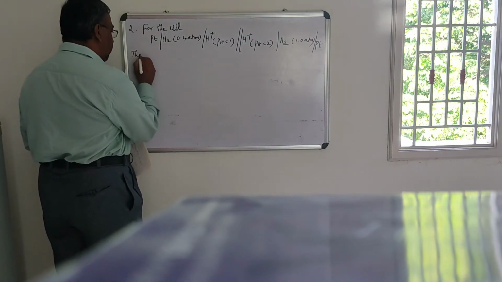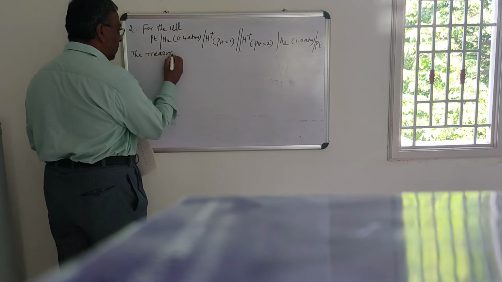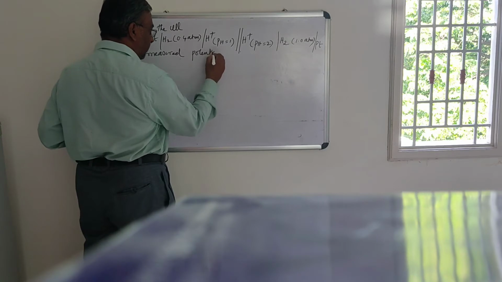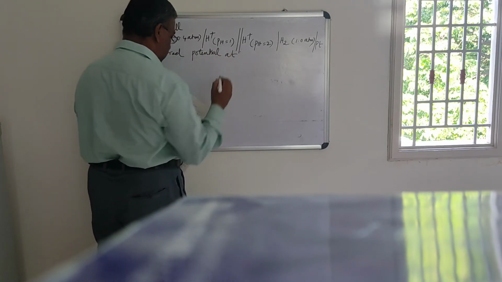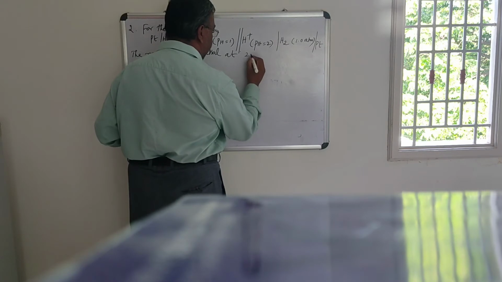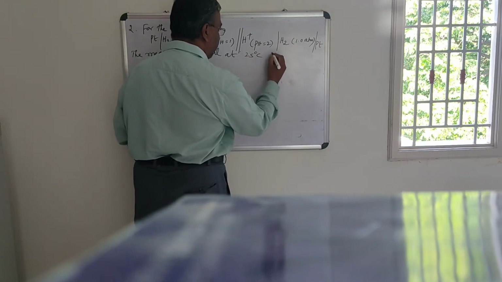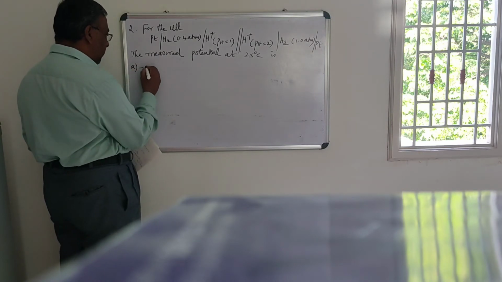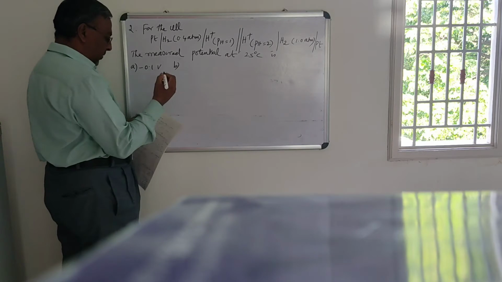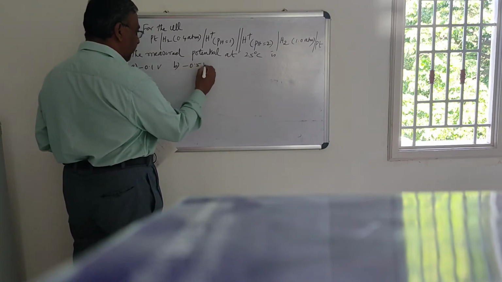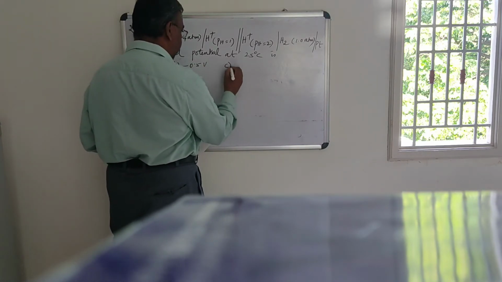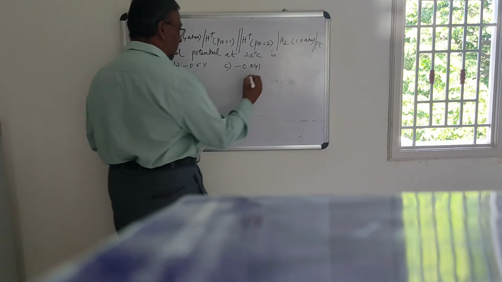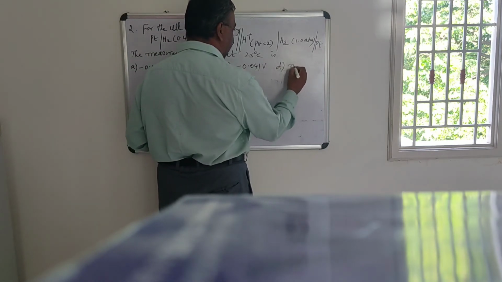Now, the measured potential at 25 degrees centigrade is A minus 0.1 volt, B minus 0.5 volt, C minus 0.041 volt, and D none.